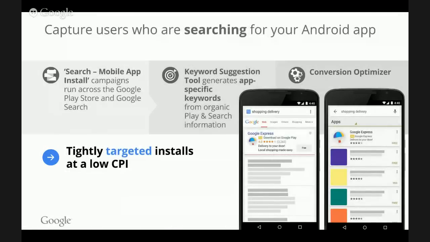Search. You can now create a search mobile app install campaign, and you will immediately from the go run across Google Play Store and Google Search. The keyword suggestion tool will generate some app-specific keywords based on what we know of organic searches of the users and searches on Play Store as well. And if you put Conversion Optimizer, you don't have to worry too much if your ads will show on Google Search or on Play Store, because Conversion Optimizer, regardless of the placement, will work against your target CPA goal.